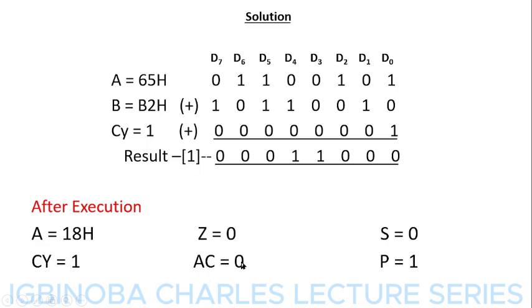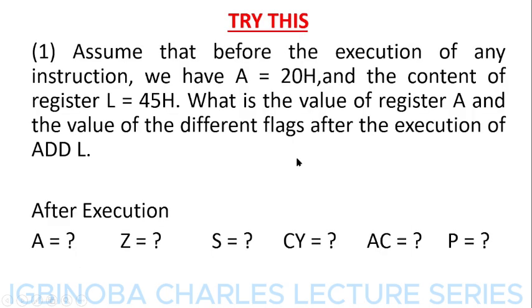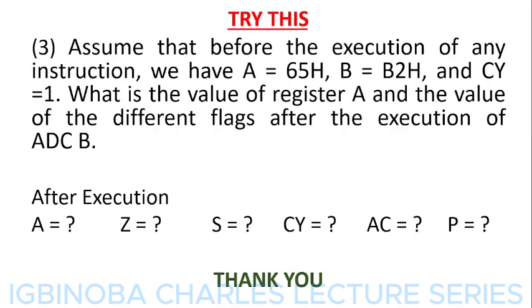Then the auxiliary carry flag is equal to 0 because there was no carry between D3 and D4 during the operation. Then the parity flag is equal to 1 because the number of ones we have in the result is even. So you can try this exercise in order for you to get a clearer understanding of the lecture.